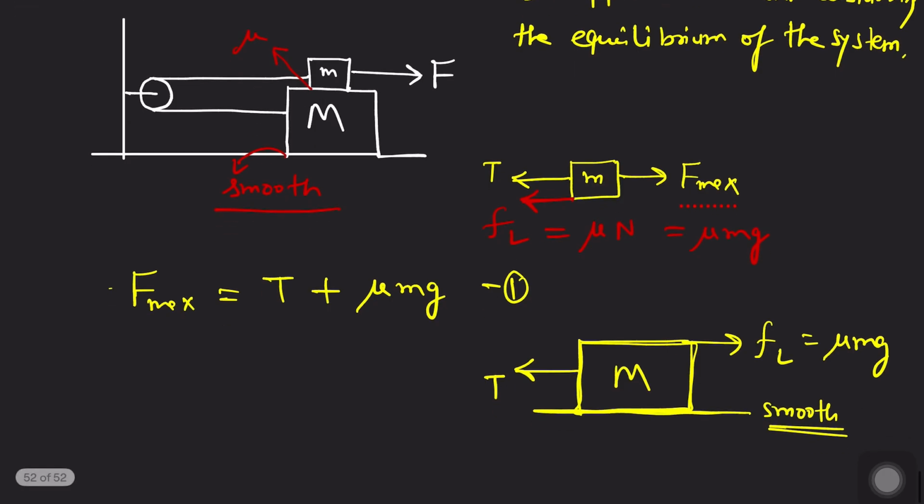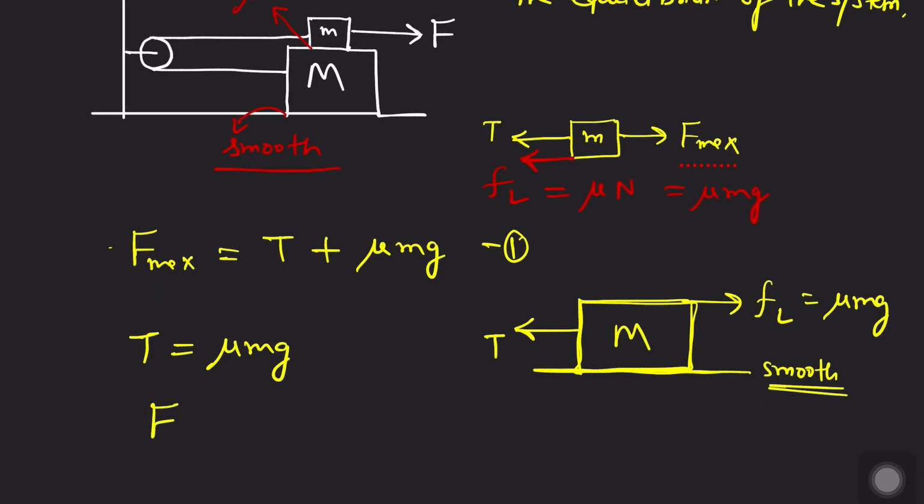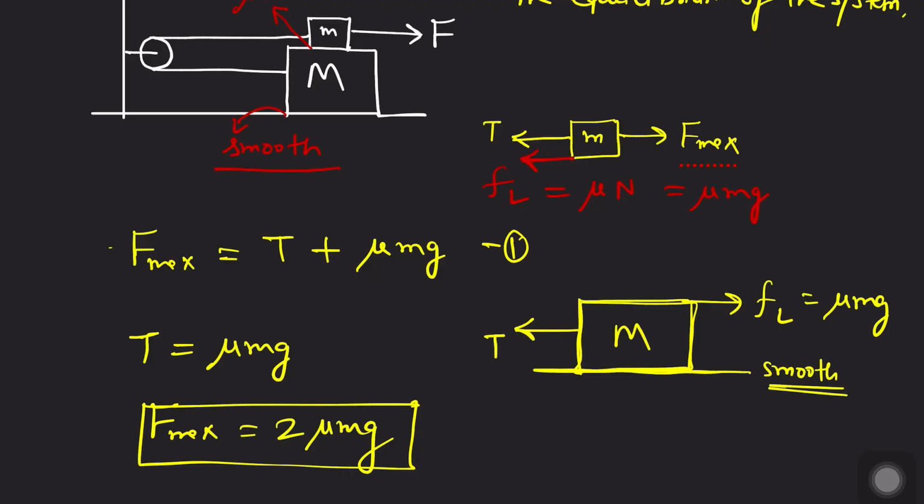So in that case, for the equilibrium to hold, T should be equal to mu mg. So we can say that F max should be equal to 2 mu mg. I hope you understood. The maximum force that you can apply without disturbing the equilibrium of the system, or the particles, would be equal to 2 mu mg. So that is the first part of the question, and I hope you understood the idea, the theme of this question.